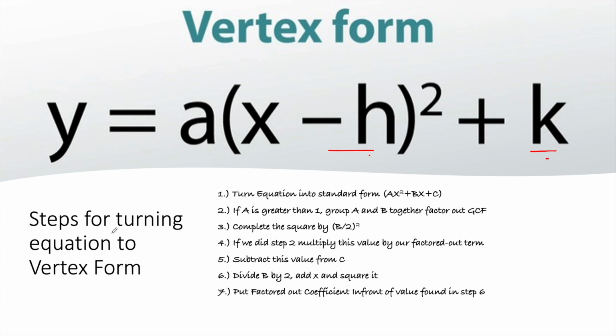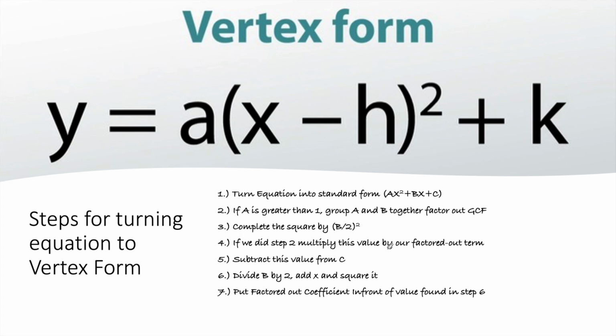Right here we have steps for turning an equation in standard form into vertex form. These steps may seem very complicated, but I will go over the steps in multiple practice problems, and you'll see it's not that bad once you get used to it. So the first thing we want to do is turn any equation we have into standard form, ax squared plus bx plus c. To do this, you may need to FOIL, or you may need to just distribute factors. Secondly, if a is greater than 1, we want to group a and b together and factor out the GCF.